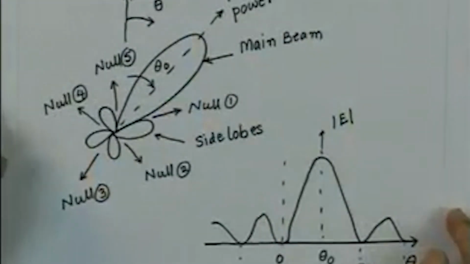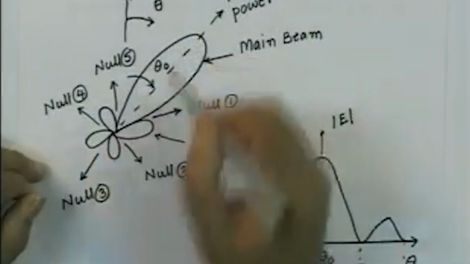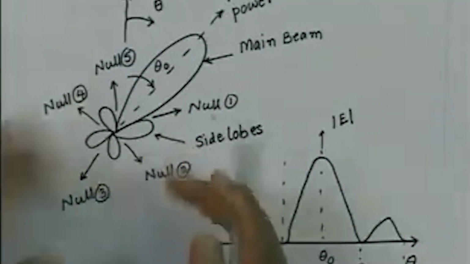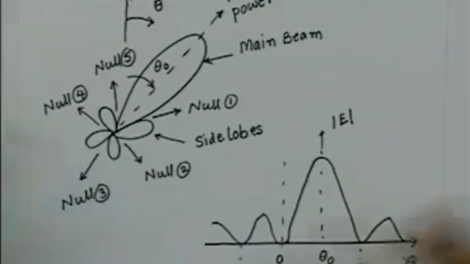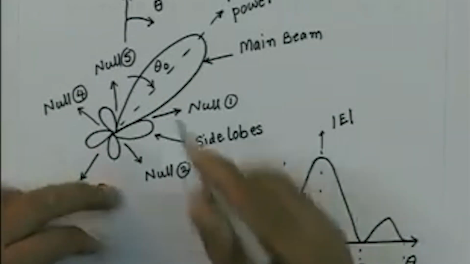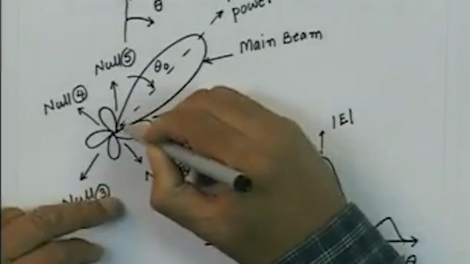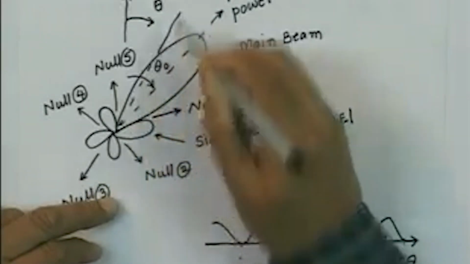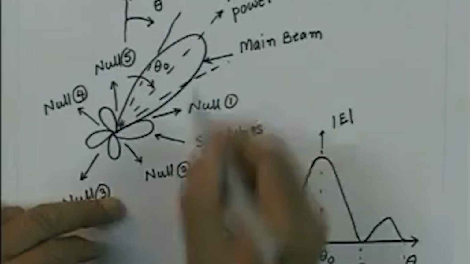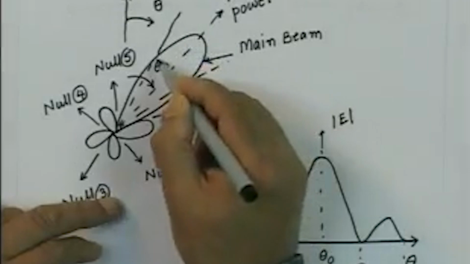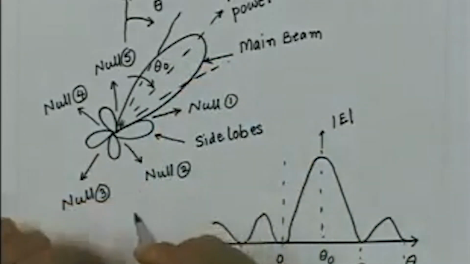Since power density is proportional to the square of the electric field, and this is the plot of the electric field, if the electric field lies within 1 over root 2 of its maximum value, the power will lie within 50% of its maximum value. So, we can define the 2 directions where the electric field drops to 1 over root 2 of its maximum value.